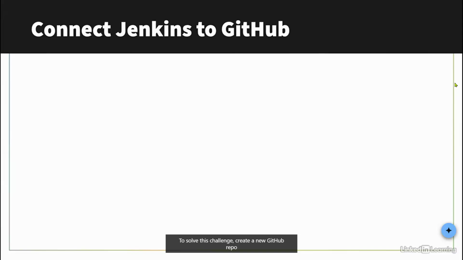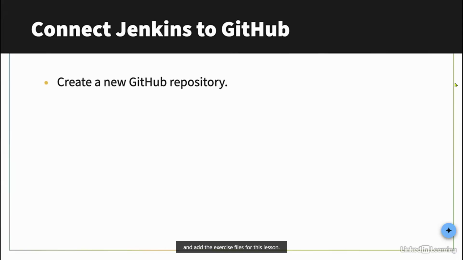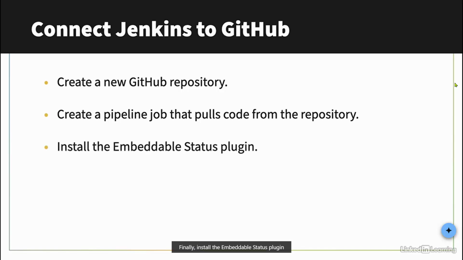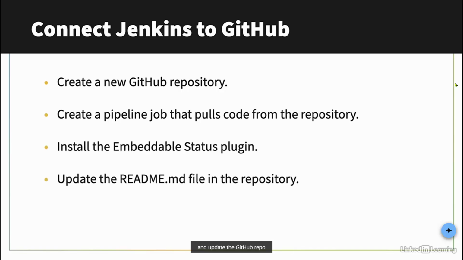To solve this challenge, create a new GitHub repo and add the exercise files for this lesson. Then create a new pipeline project that pulls the code from the repo and uses the Jenkinsfile. Finally, install the Embeddable Build Status plugin and update the GitHub repo to show the status of the project. This challenge should take about 15 to 20 minutes to complete. Once you have your solution in place, meet me in the next lesson to discuss the results.